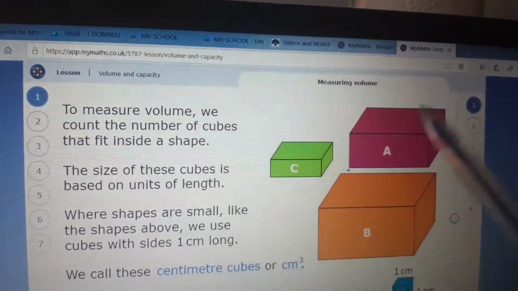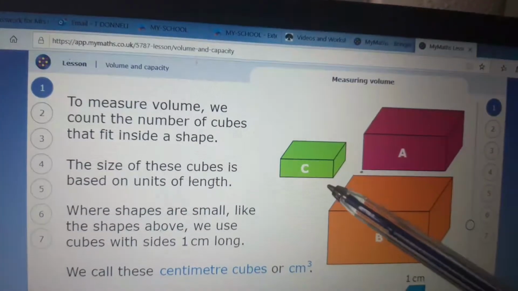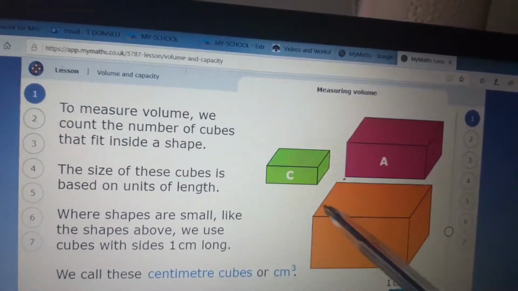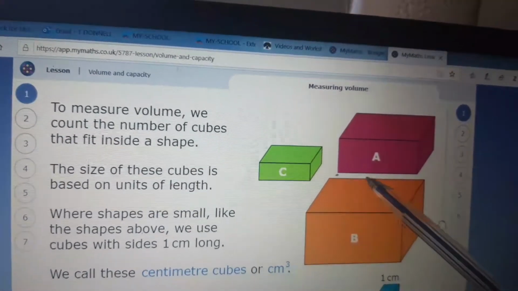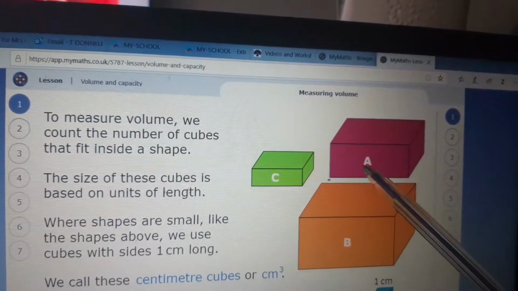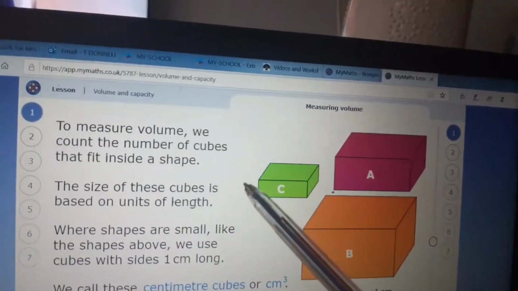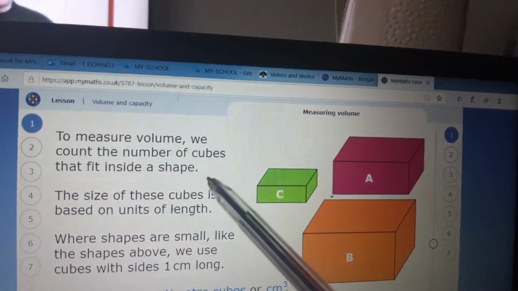We're going to talk about volume of cuboids. Every box is basically a cuboid. These are cuboids here. You can measure the volume because you can measure the space inside them. That's what we're looking for when we look for volume. To measure the volume, we count the number of cubes that fit inside.